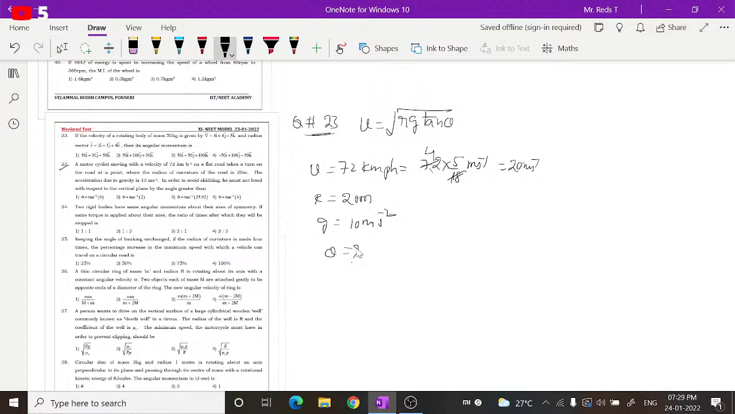We have less time. So if you square on both sides, you'll get v square is equal to rg tan theta. So tan theta is equal to v square by rg, and hence theta is equal to tan inverse of v square by rg. If you substitute these values, v is 20, so 20 square means 20 into 20, by r is 20, g is 10. So 20 gets cancelled.